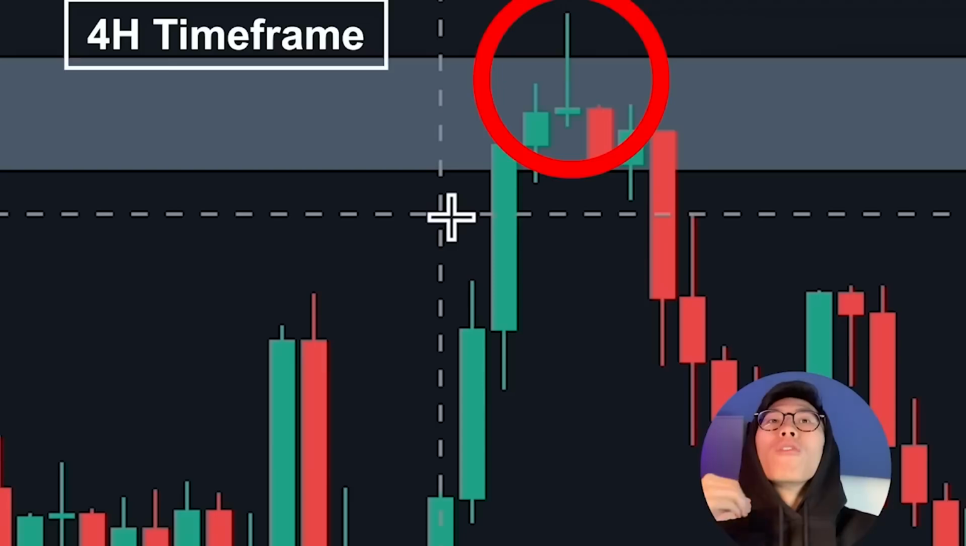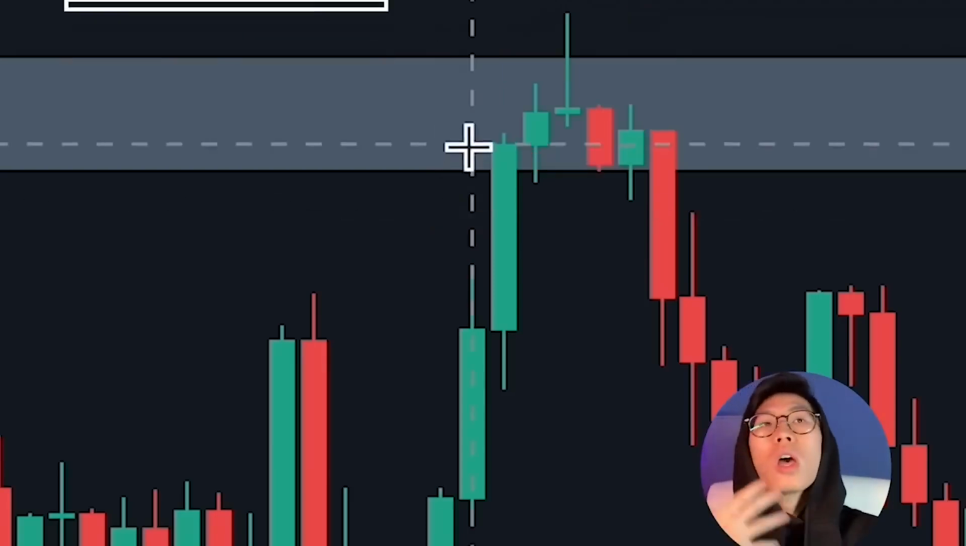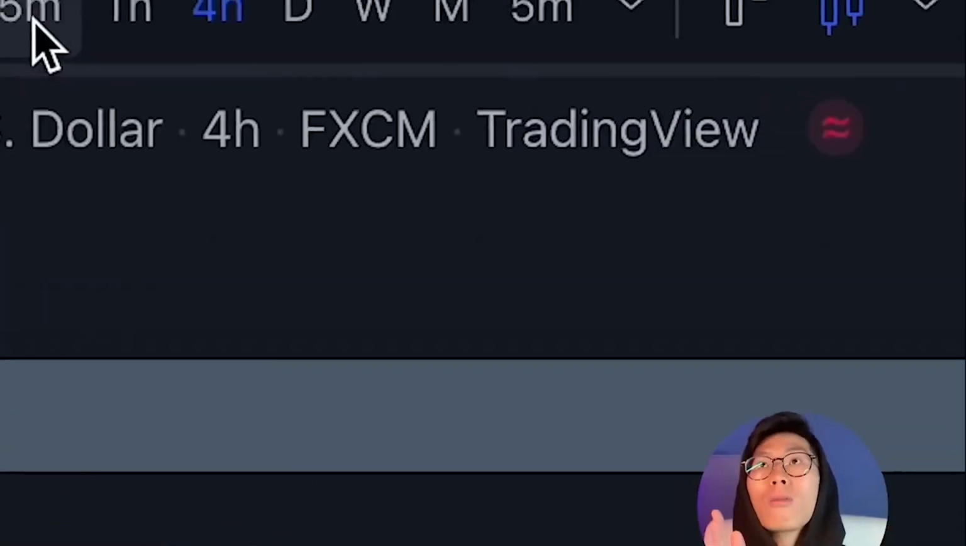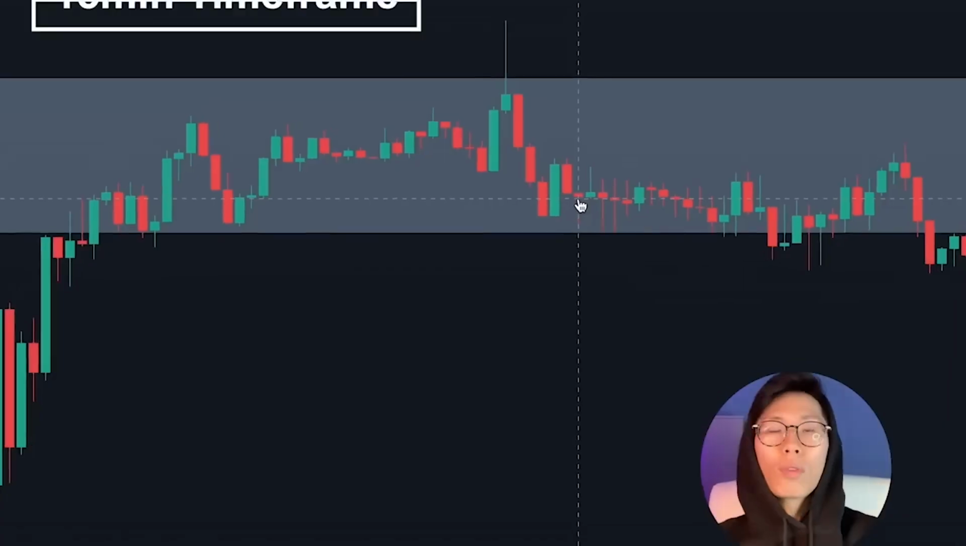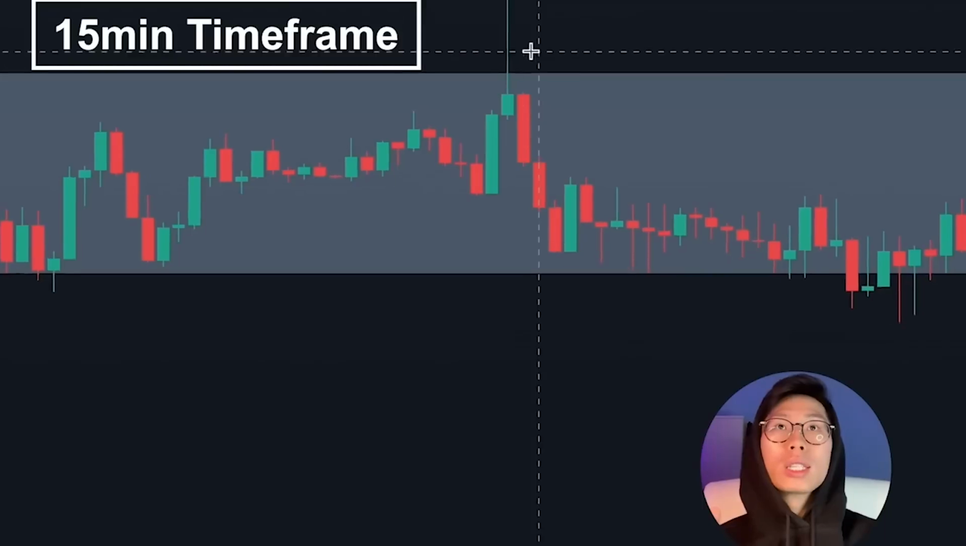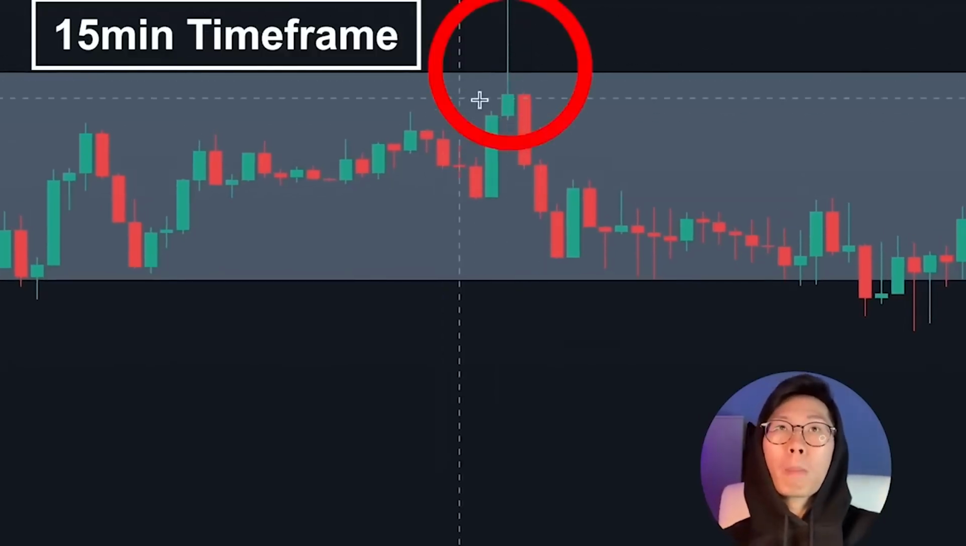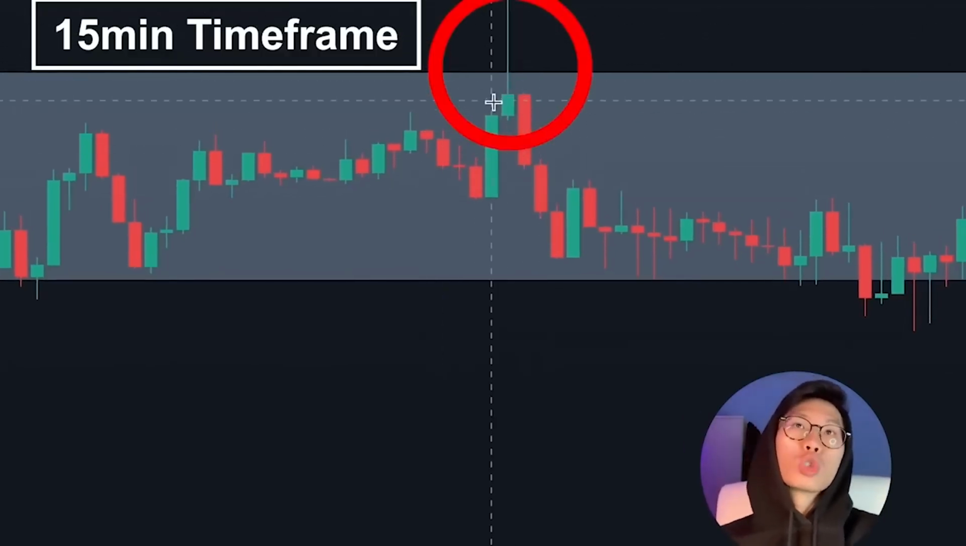So after getting confirmation on the higher time frames, you should scale down to a lower time frame like the 15-minute time frame to look for your entries. So if you went down to the 15-minute time frame, you will see price formed a huge pin bar right here. You can see this super long wick.